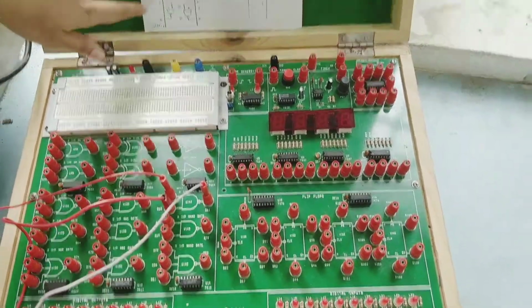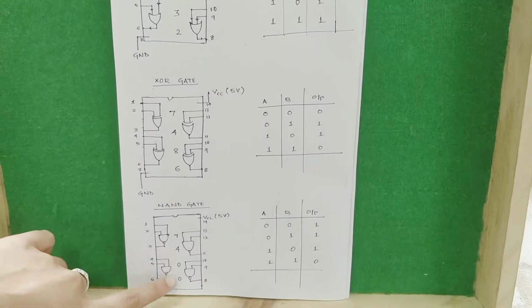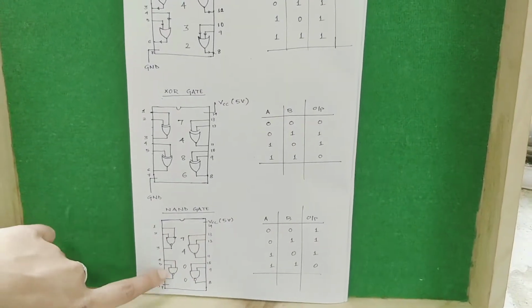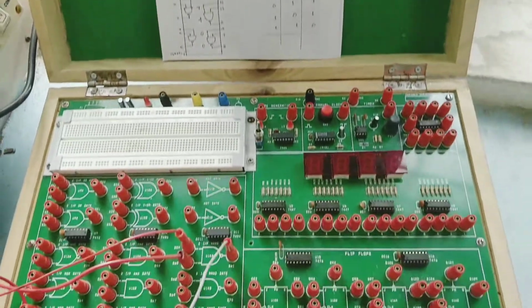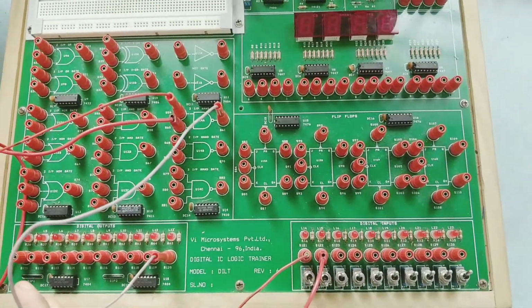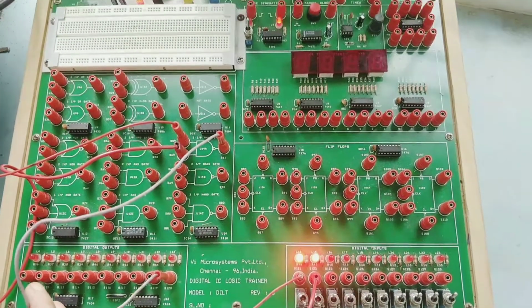Now, same like the XOR and OR gates, the NAND gate also has this 7400 IC. So this also has a total of 14 pins and 4 NAND gates connected. So in the kit we have 2 NAND gates. So here let's start the verification of the truth table. So first we'll give the power supply.